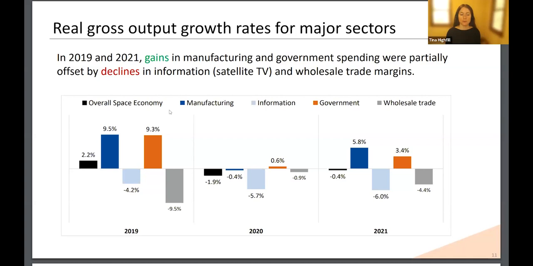In light blue, this is the information sector, and you can see for the last 3 years where we have data that growth is negative, there's a contraction. Again, it's satellite TV, people cutting the cord, and also prices are increasing. Even though there are fewer people watching satellite television, prices are increasing. And so we see that information is really a big drag on the space economy because of satellite television.